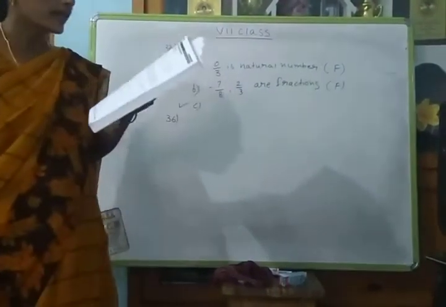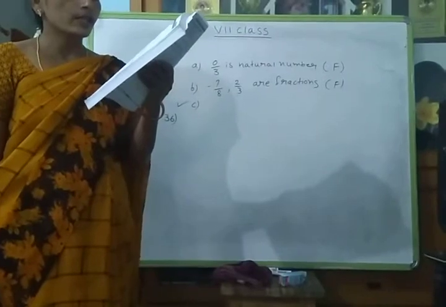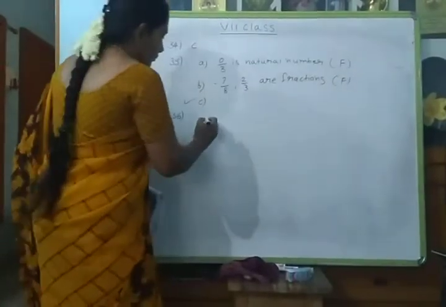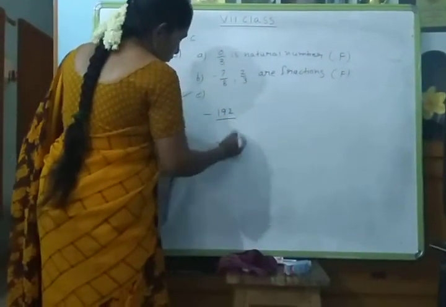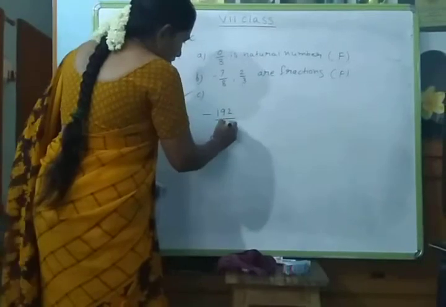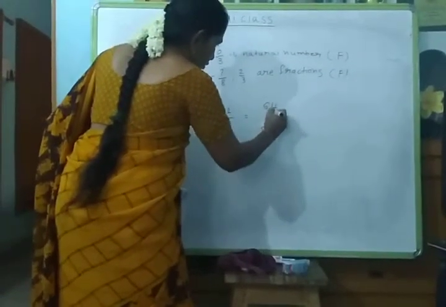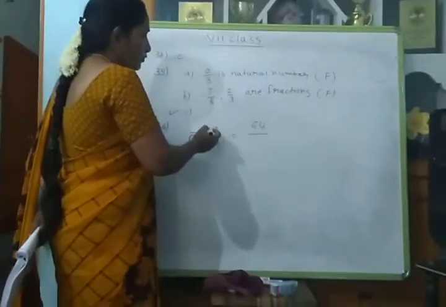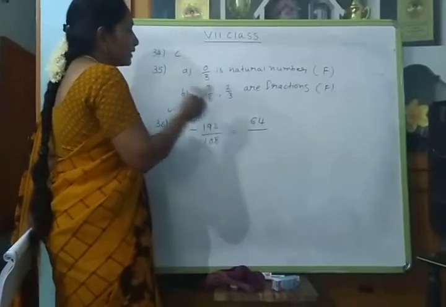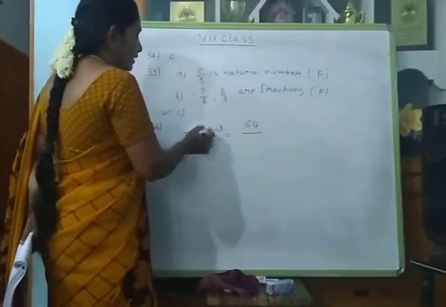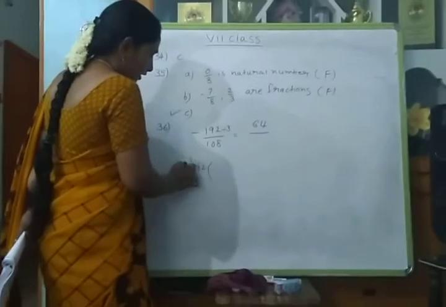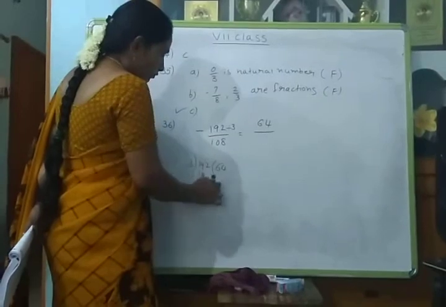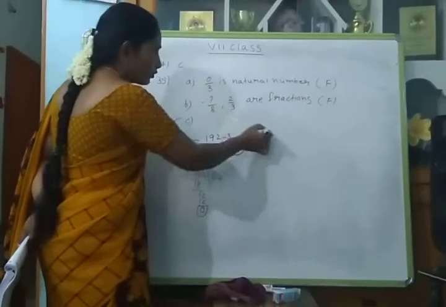The 36th one. The rational number -192/108 with numerator 64 can be written as... -192/108. Here, how much is the numerator? 64. Then what they are asking is the denominator. So if you divide with the 3 table, what will you get? See, 192 with the 3 table. 3 6s are 18, 3 4s are 12. So we get 64 now as the numerator.